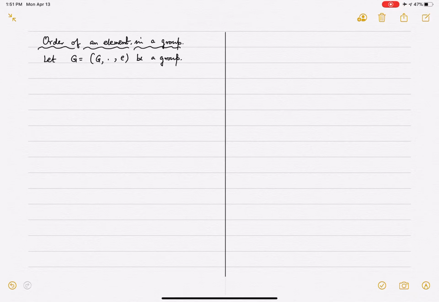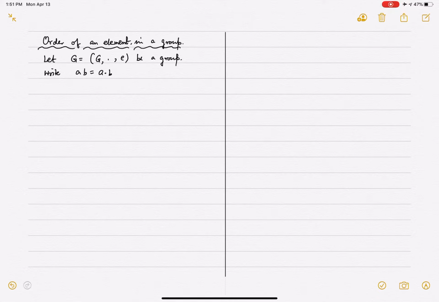So we want to talk about order of an element in a group, leading up to cyclic groups and so on. G is going to be a group throughout. The multiplication operation or the group law is denoted by a dot, and the identity element is denoted by e. And let's start to get a little loose about notation. Instead of writing a dot b, we'll just write ab, the dot being understood.